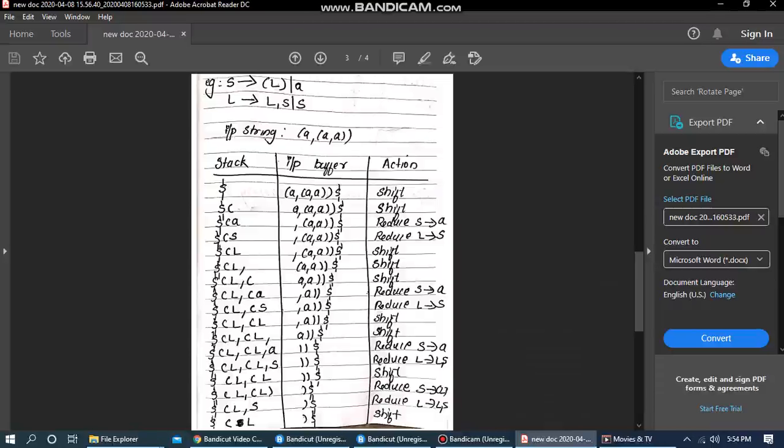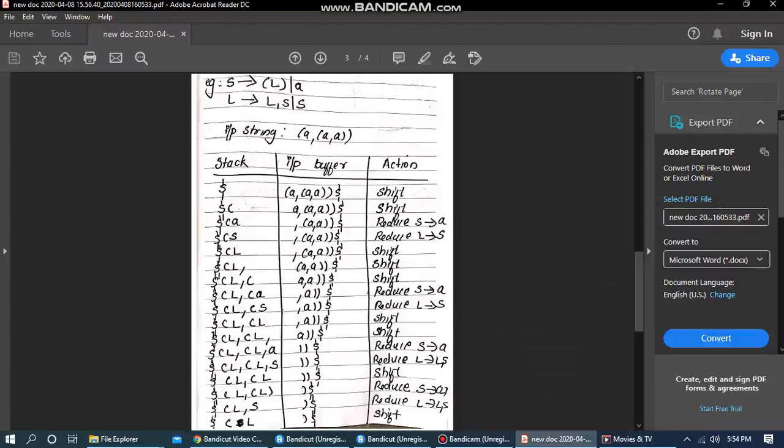Yes, in the first production you can see S gives open bracket L close bracket. So that is the production. So you can replace that open bracket L close bracket by capital letter S. So reduce S gives open bracket L close bracket. You have to indicate the action as reduce S gives L, including the brackets. So in the place of open bracket L close bracket, you can simply write capital letter S in the next step.